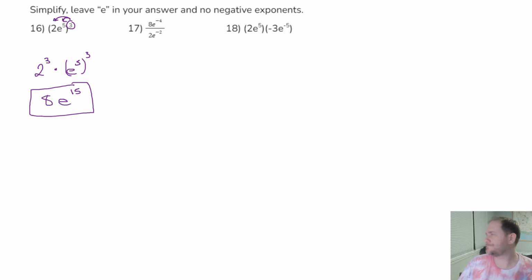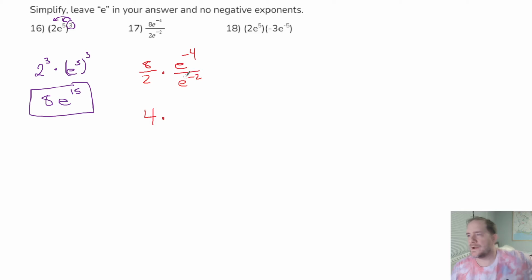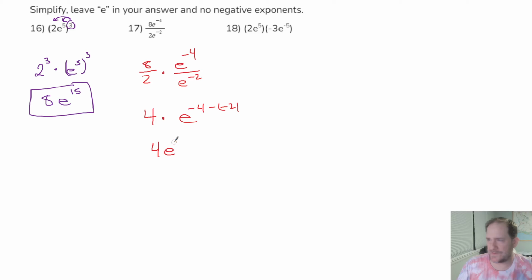Next. Looking at this guy, I would certainly in my mind break this apart to just be 8 over 2 times e to the negative 4 over e to the negative 2. Now the 8 over 2 is certainly just 4. How do I do this? Well, I'd keep my base and subtract my powers. So it's negative 4 minus negative 2. That means negative 4 plus 2. That means it's still negative 2. So you get 4e to the negative 2.